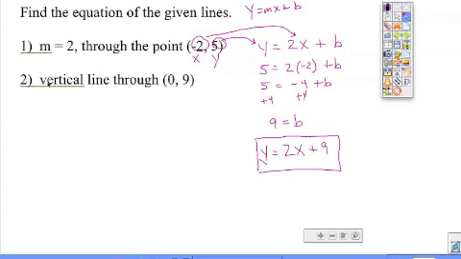Number 2 asks for a vertical line through 0, 9. Vertical and horizontal lines I like to sketch.